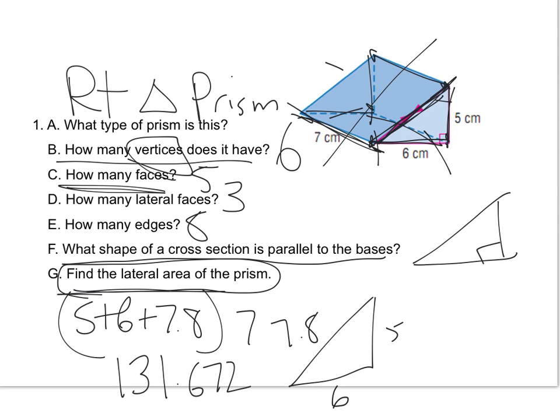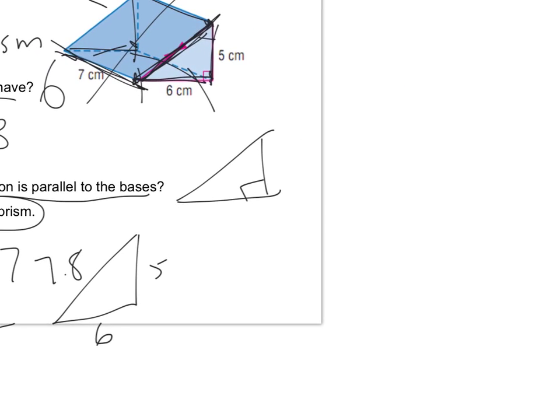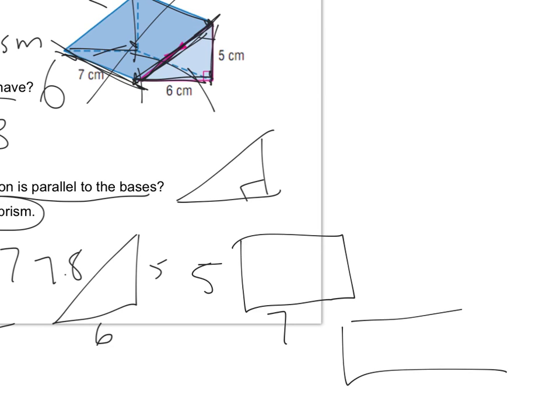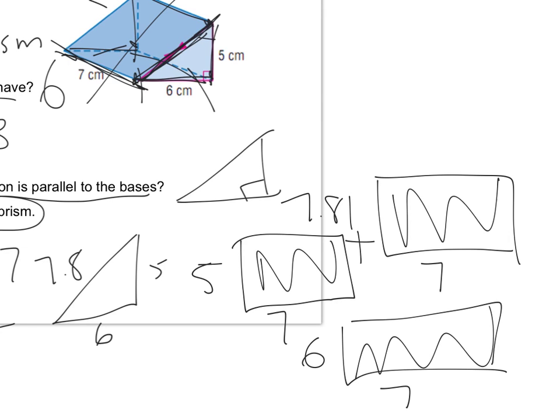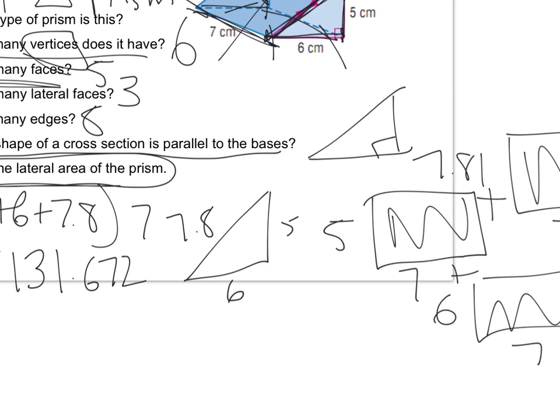131.672. So another way to think about this is if I draw each side, so I've got the back side, which is 5 by 7. I've got the bottom, which is 6 by 7. Then I've got this hypotenuse face, which is 7 by 7.81. So I figure out the area of this, figure out the area of this, figure out the area of this, and add all those together. That's going to get me that.